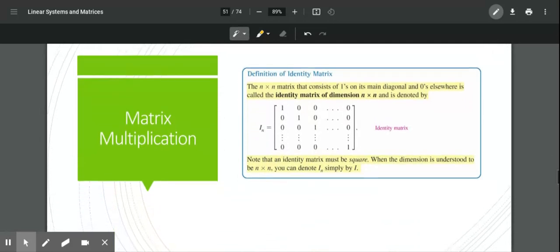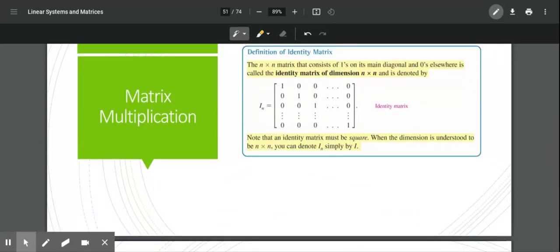The identity matrix is just like when you multiply a number by 1 and you get the same number. So in matrices, when you multiply a matrix by its identity matrix, you get the same matrix. The identity matrix just has the ones down the middle as a diagonal, and every other entry is 0.